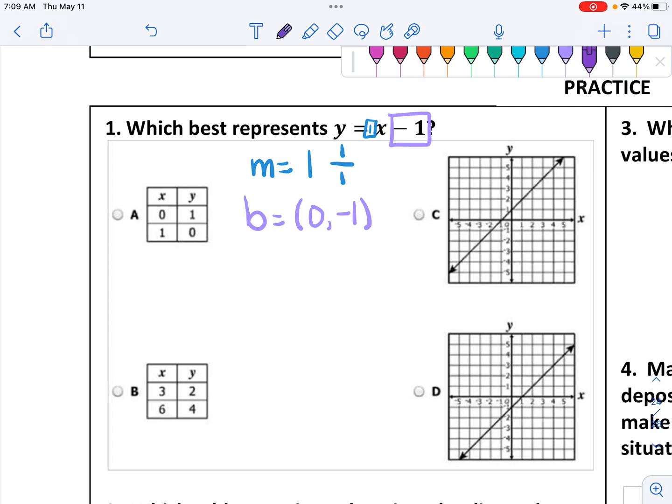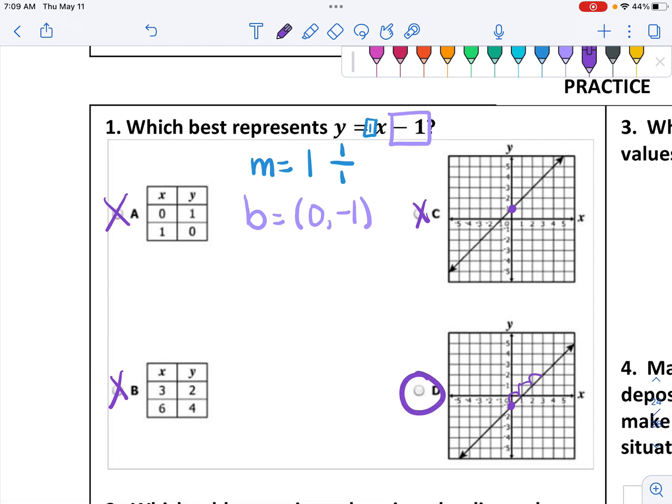You'll notice in letter choice A, I don't have a (0, -1). So that one's not going to work for me. You'll notice in letter choice B, I don't have a (0, -1). So I'm not liking letter choice B either. Let's look at letter choice C. Notice how that line crosses up here at positive 1. We already said it needs to cross down here at negative 1, so that's not going to cut it. Down here, I like this guy right here. It crosses at negative 1. Now we'll check our slope. Our slope says we should go up 1 and go to the right 1. Up 1 and to the right 1. That's definitely looking like up 1, right 1. I like letter choice D the most so far.